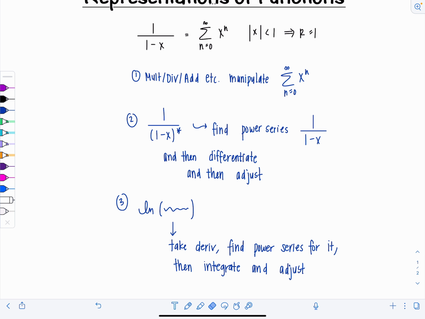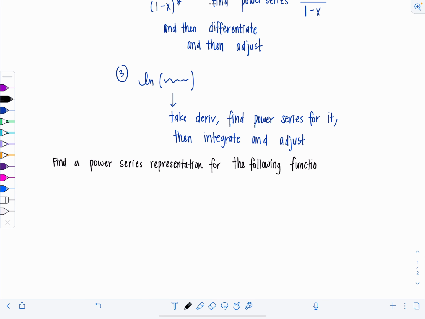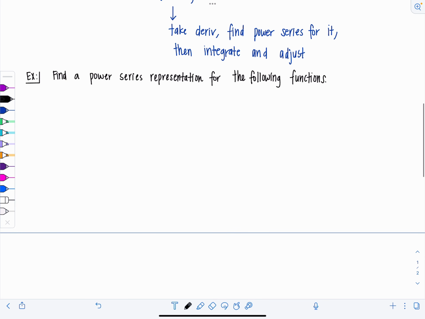Here we go. So the directions are basically find a power series representation for the following functions. I'm going to do some out of the textbook, so we'll find the radius of convergence as well. Okay, great. So first one, we're going to start off really relaxing, okay?